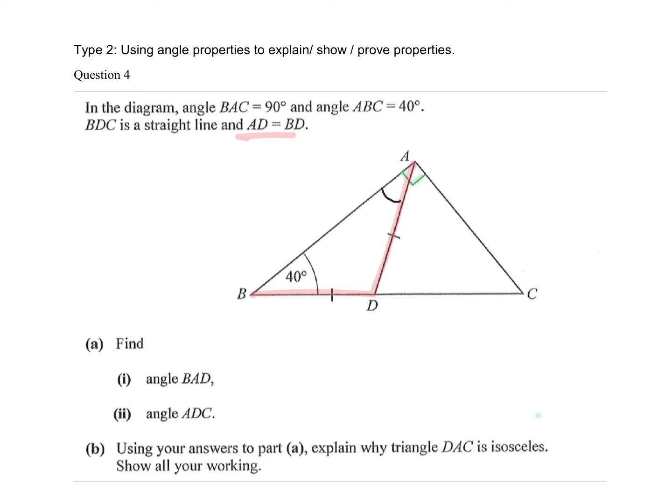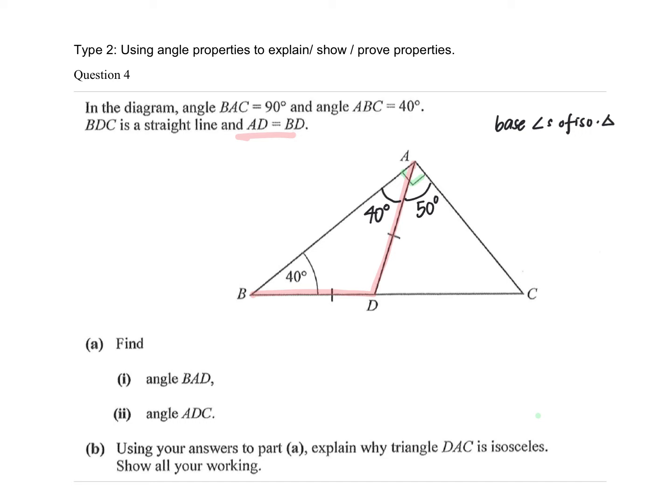So now I know that this is definitely going to be 40 degrees because it's base angles of isosceles triangle. Base angles of isosceles triangle are equal to each other. Now, since I know that this is 40, and the angle over here is 90 degrees, that means we'll know straight away that this angle is 50 degrees.